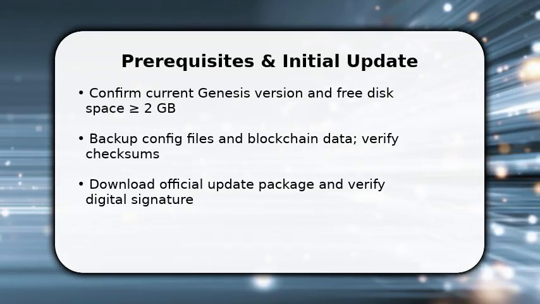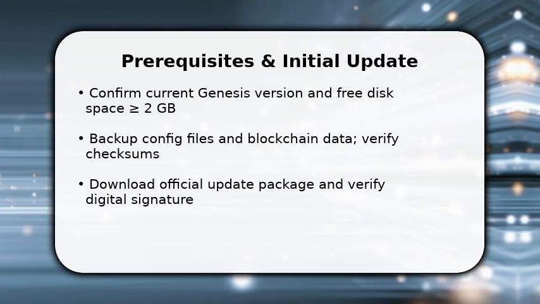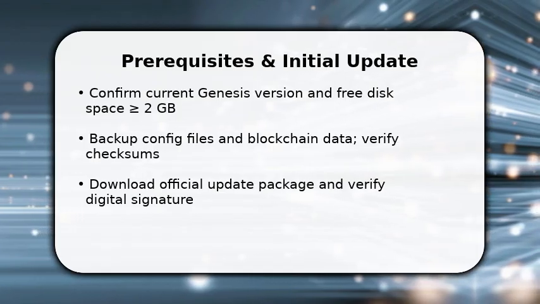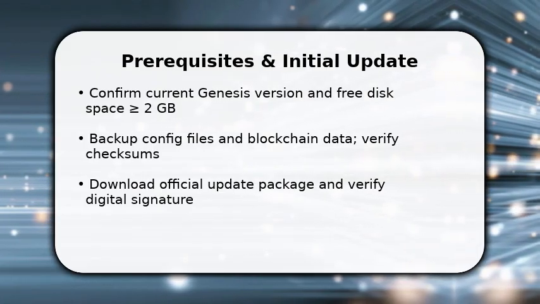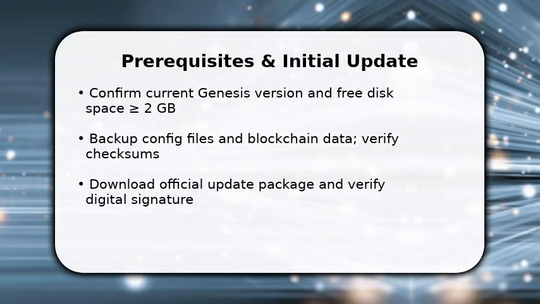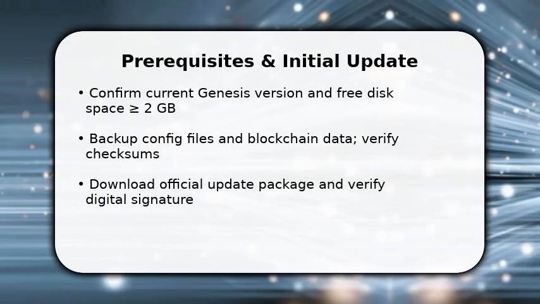You start by confirming the running Genesis version and ensuring at least 2 GB free disk space. This prevents mid-update failure. Next, you back up config and blockchain data so you can restore quickly if needed. Once backed up, download the official update package and verify its digital signature. This guarantees integrity and prevents tampering.